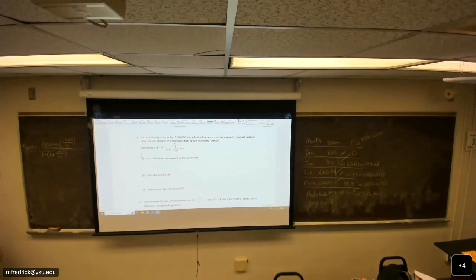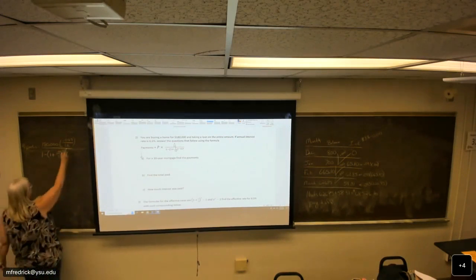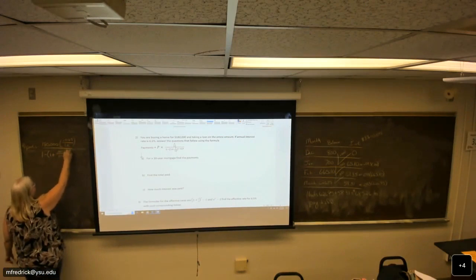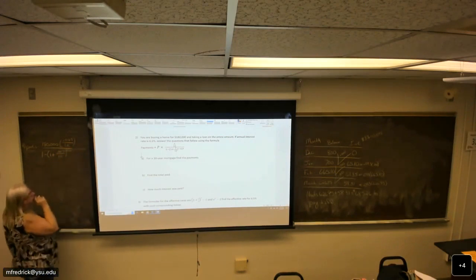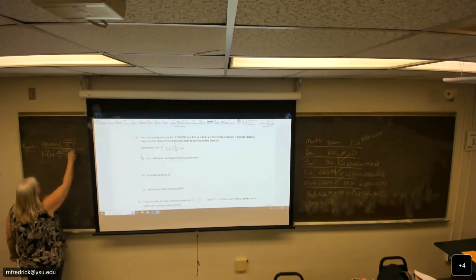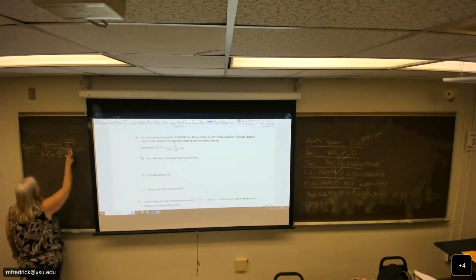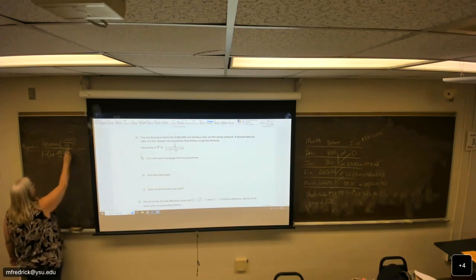So R is 0.065 divided by the 12, then 1 minus, 1 plus, 0.065 divided by 12, and then in the exponent, negative 12 times the number of years, which was 30. Or you could just put a negative 360, make it easier. 12 times 30.